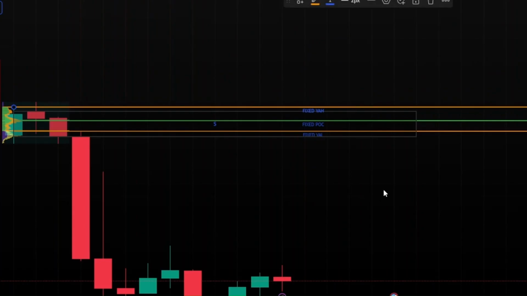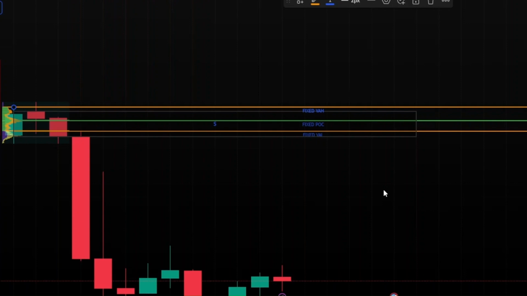Think of the value area as the range where most of the volume was traded. The value area high marks the upper edge of that range. The value area low marks the lower edge. And the point of control shows where the highest amount of volume was traded. So in simple terms, this is where the most business was done.